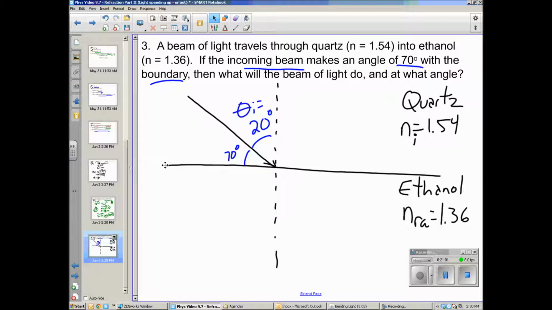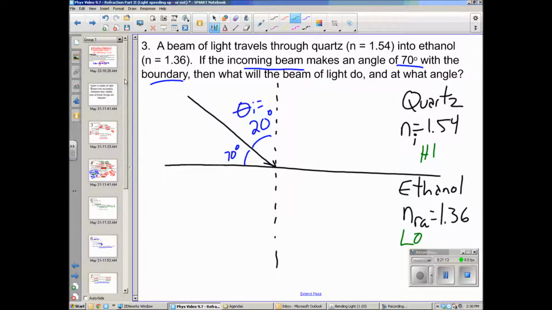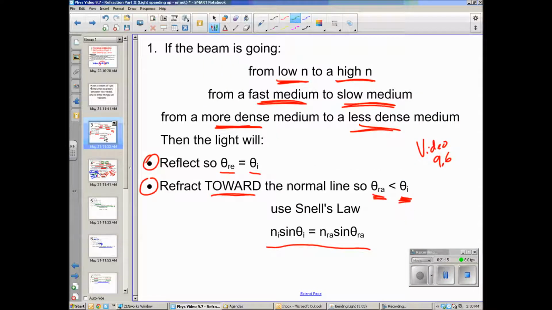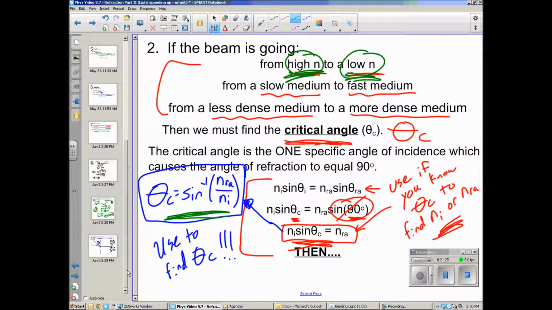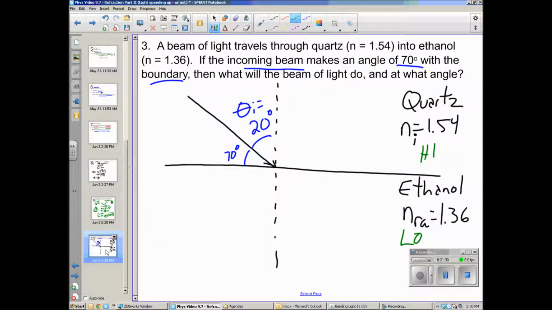So now we're going to go back to our flow chart, the little process that we just walked through. We need to make a note that we're going from a high n to a low n. Option 1 is only if I'm going from a low n to a high n. So option 2 is going from a high n to a low n, and it says to find the critical angle. So I'm going to go back to my example, and I'm going to find my critical angle.